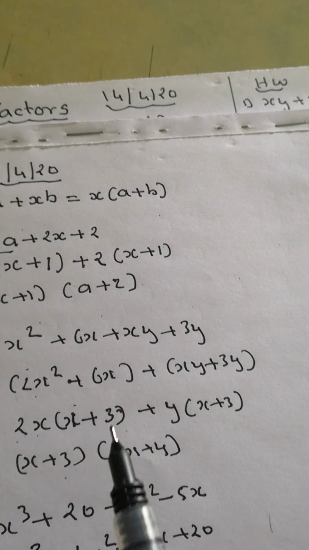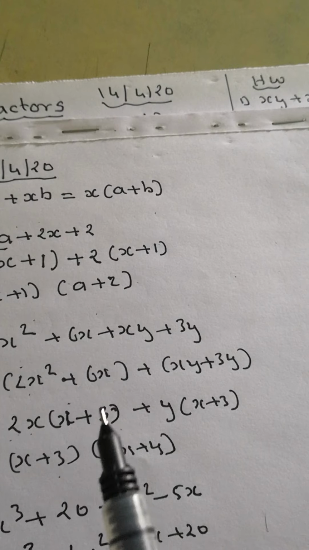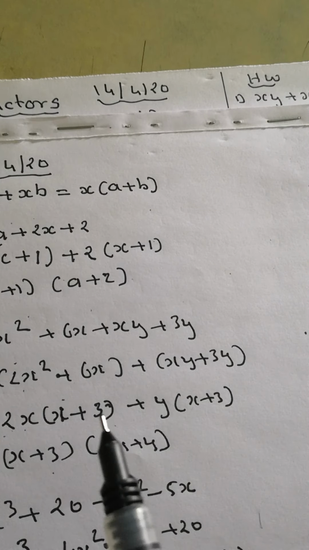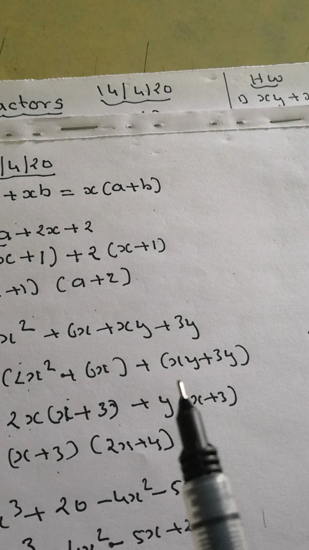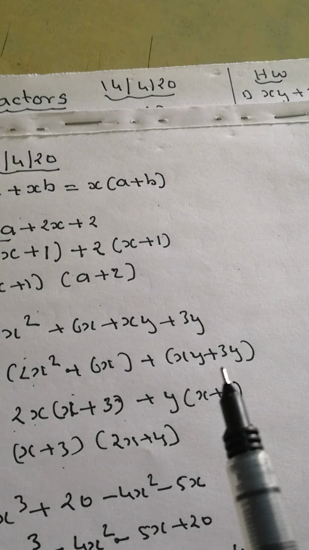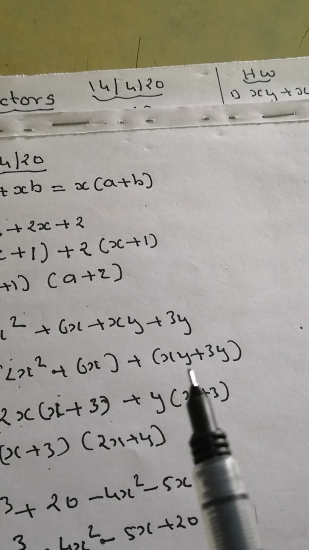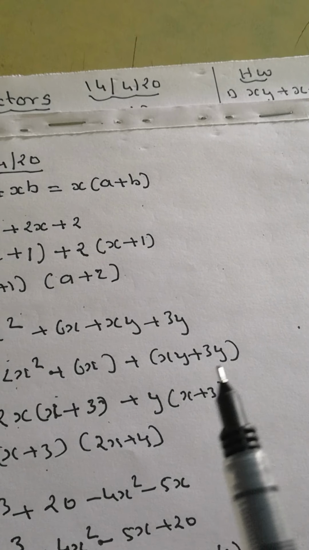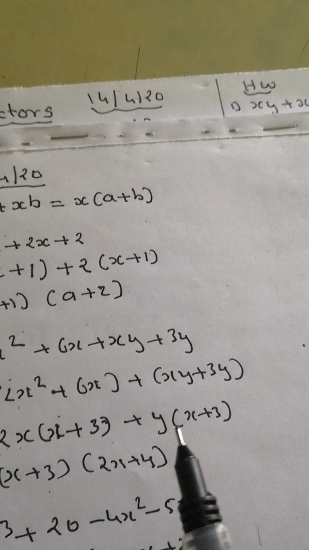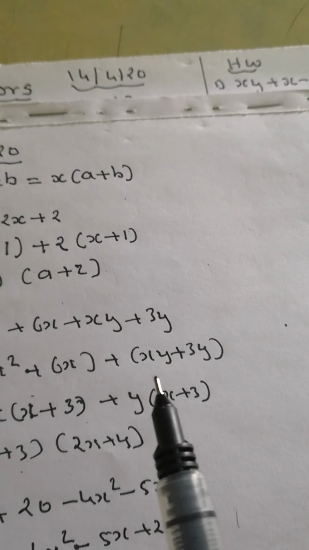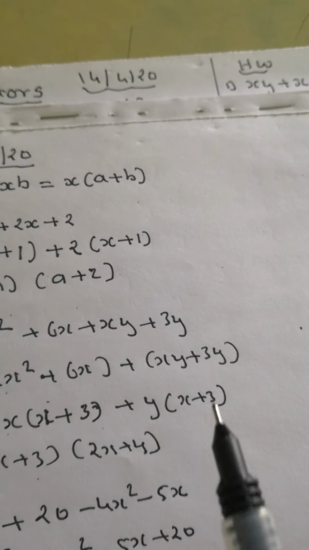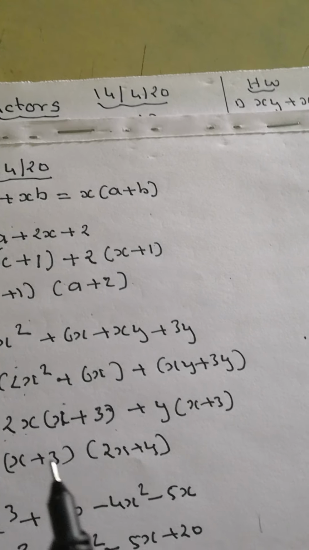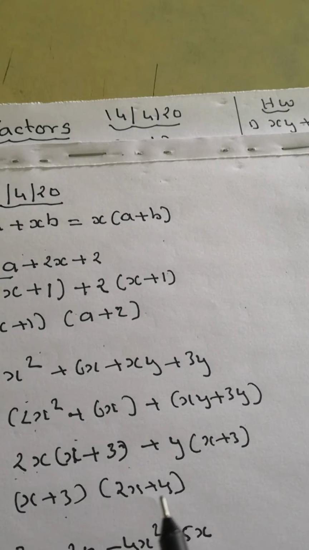Same way, 2 3s are 6. 2 is the HCF, so 2 3s are 6. X has gone as common, so the number left is 3. For the next two terms, that is xy plus 3y, the common number is y. So y is taken as common, and the number left is x plus 3. So the common bracket is x plus 3, and the uncommon number is 2x plus y.